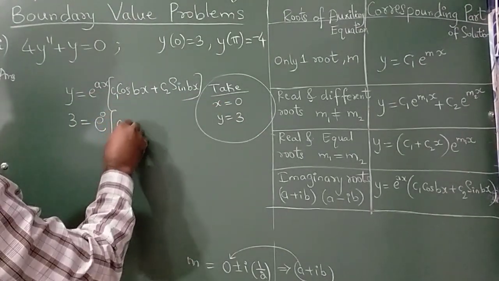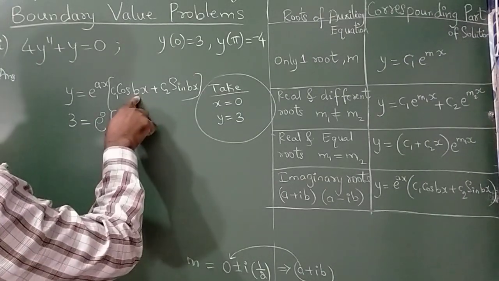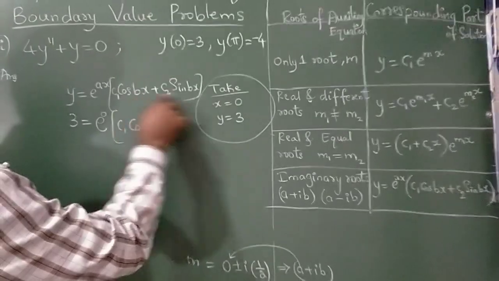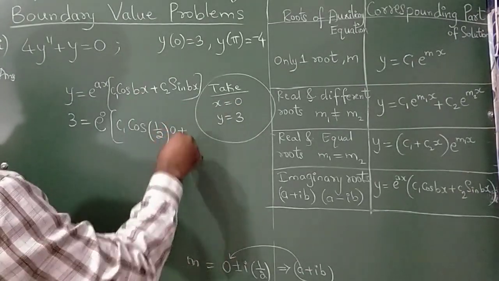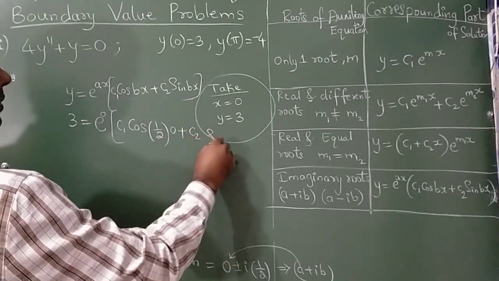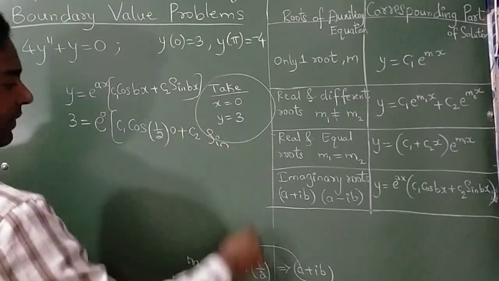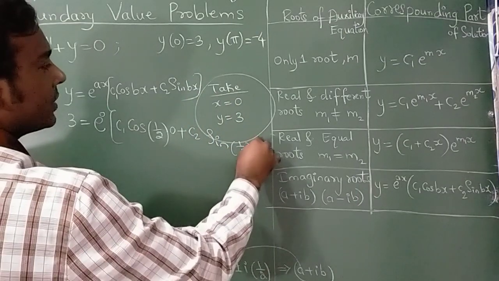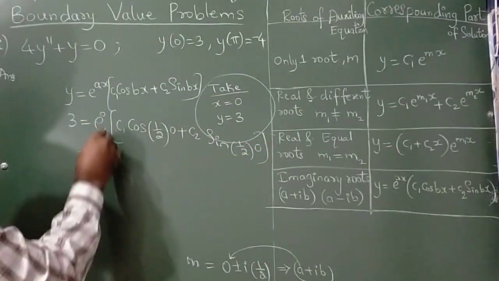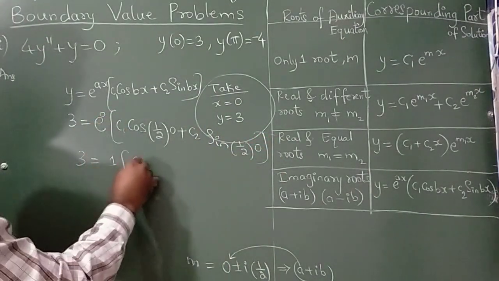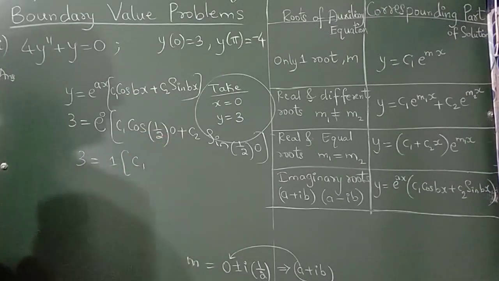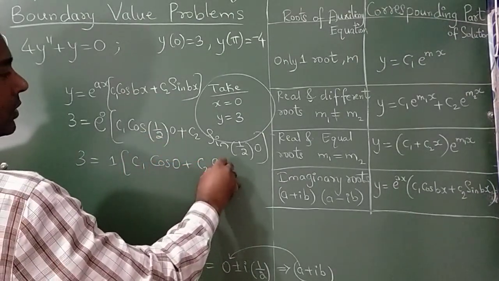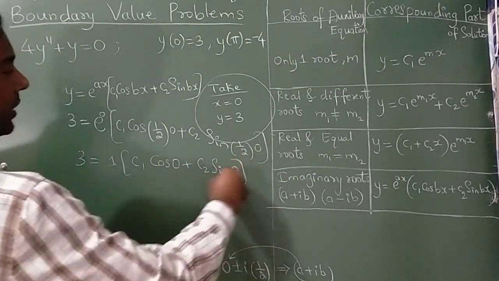Fine. Now c1 cos, what is b? B value is 1 by 2. Okay. What is x value from here? 0. Plus c2 sin, what is b value? B value is 1 by 2. And what is x value? 0. Fine. 3. E raised to 0 is nothing but 1. C1, 1 by 2 into 0 is 0. Plus c2, 1 by 2 into 0 is 0.